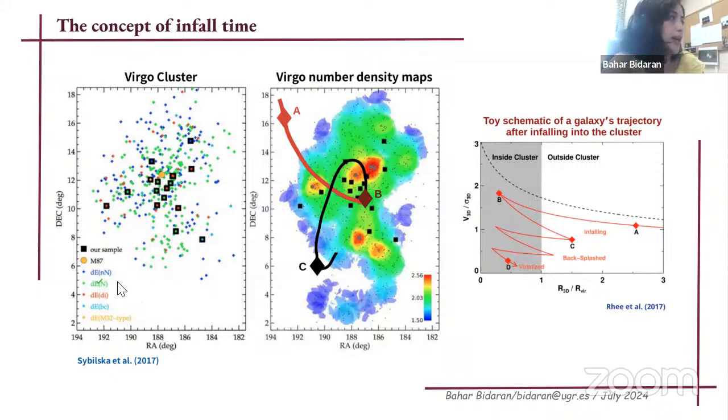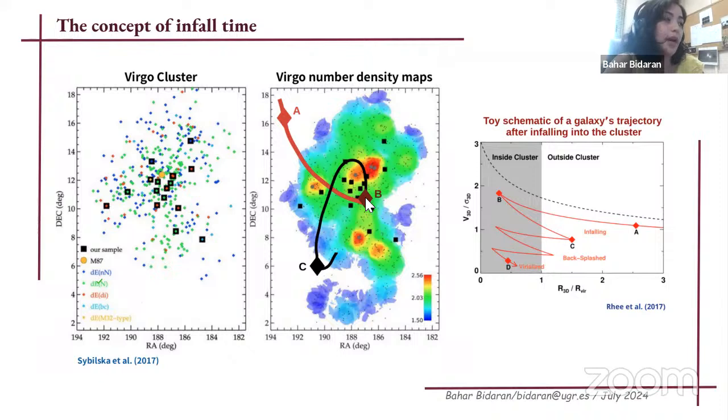But based on this map, they could compute the number density map for the Virgo cluster. And as you can see, Virgo is not the neat spheroidal cluster that we are all happy with, but is rather under construction. It has some of these high density patches here and there. So it's not a really easy case, right?